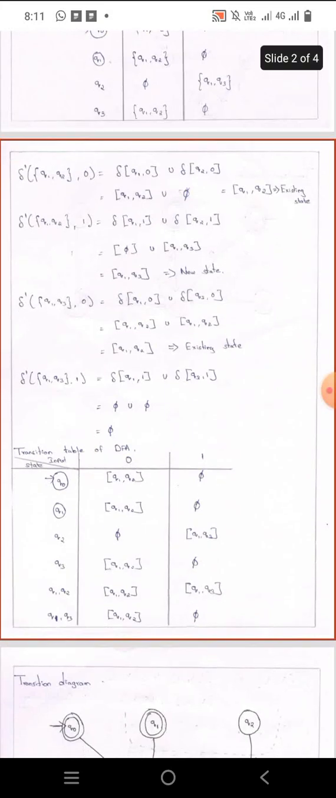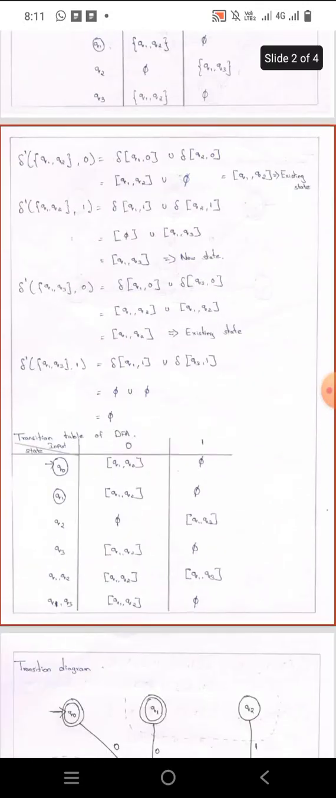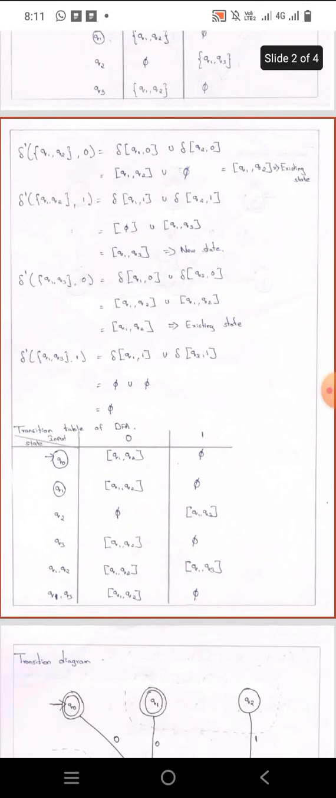So see, just copy the transition table of NFA and write it as it is for Q0, Q1, Q2, Q3 with the input 0 and 1. Write the same answer. Now we got the two new states. That means Q1 comma Q2 and Q1 comma Q3. So write that in the state column and what we got as the answer. Just check transition of Q1 comma Q2.